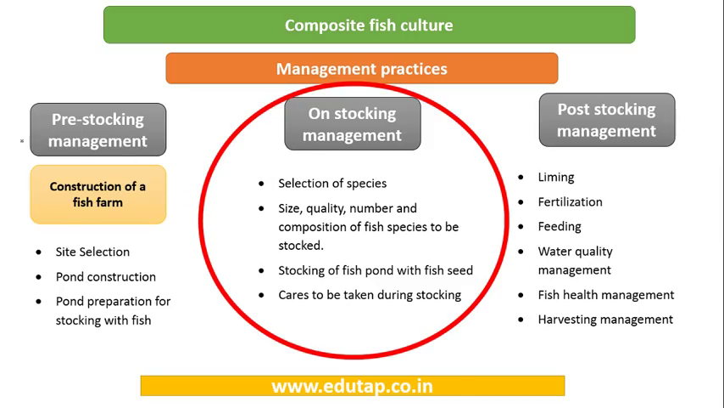Now if you look at these management practices, when it comes to pre-stocking, we are done with the site selection. We have selected a site. We have set the required parameters, like soil quality. We have started our pond construction. We have understood the 3 types of pond that exist. Then we are done with the pond preparation for stocking with fish, making sure that all the parameters are intact.